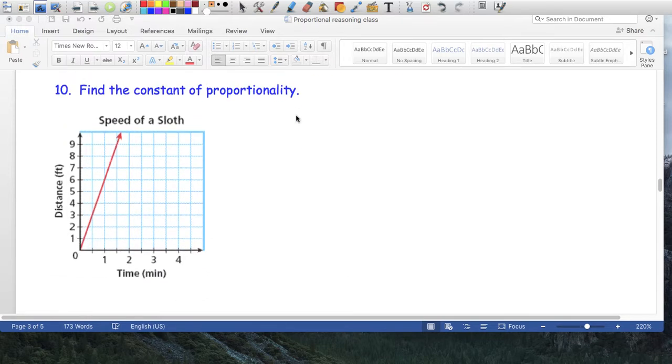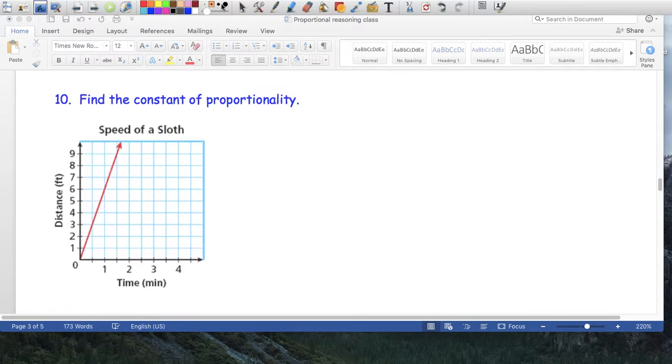Find a constant of proportionality. Well, this one is what I would do. Constant of proportionality, remember it's k, y over x, so you have to pick a point. Usually we pick a point. This one's pretty simple, but you could have picked this point because they meet right at the intersection. Is there another point? Yeah, you could have picked this point.